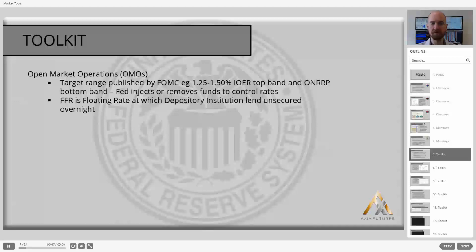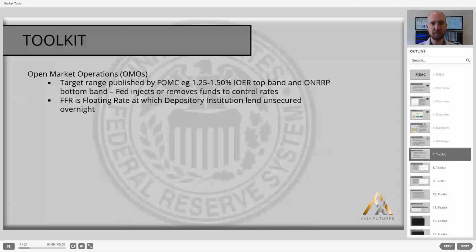What they're aiming to do here is to maintain the federal funds rate itself somewhere in between the two. Now, the federal funds rate is the rate that banks can borrow from each other, but they're borrowing and lending reserves that they hold at the Federal Reserve. So it's a market for bank reserves.